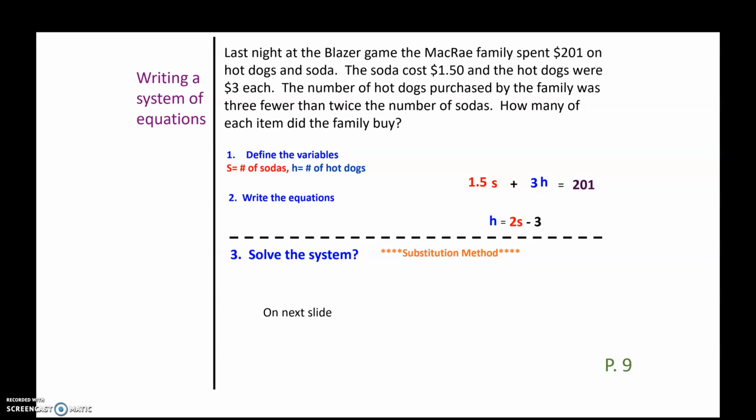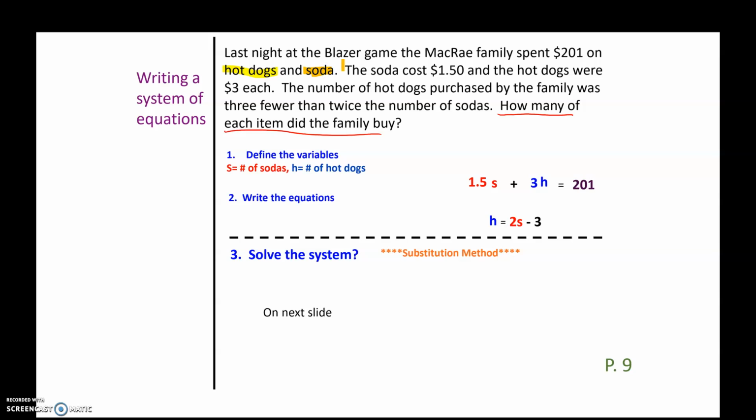So here's the thing. When I see a word problem, I don't read the word problem first off. I will look at the actual question, which is the very last sentence almost every time. And it's asking me, how many of each item did the family buy? So I know I need to identify how many of certain items there were. So then I'm going to look back in the problem and find out what these items are. And then I read here: last night at the Blazer game, the McCray family spent $201 on hot dogs and sodas.